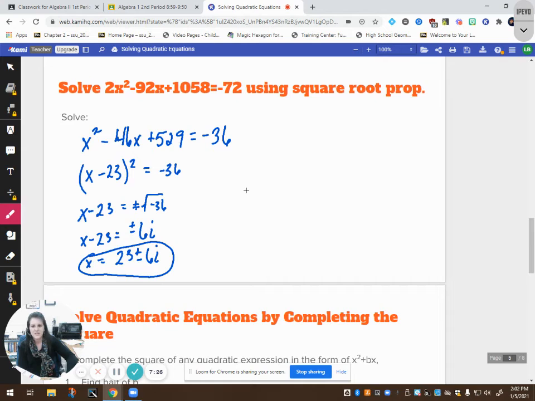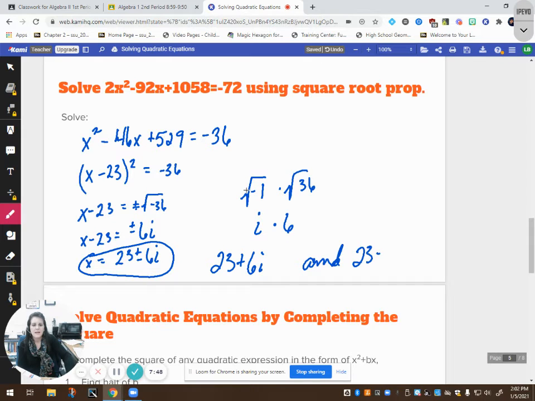All that negative means is that we can rewrite it as the square root of negative 1 times the square root of 36. And we do that because the square root of negative 1 is i. Then we look at this. The square root of 36 we know is 6. That's easy. So we get plus or minus 6i. So my answers are 23 plus 6i and 23 minus 6i.